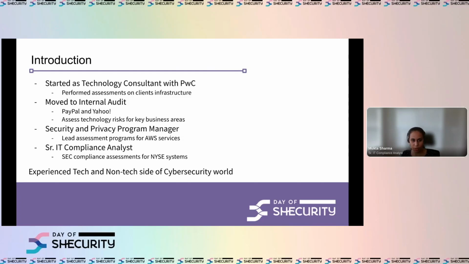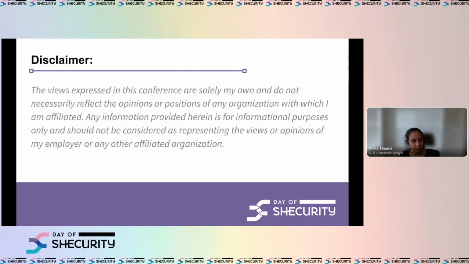From there, I've now moved into a role with New York Stock Exchange, and here I primarily lead assessments that are related to Regulation SCI, which is mandated by the SEC, monitor compliance for it, as well as review code bugs for compliance impact. So I have experience on both sides, the cybersecurity tech and the non-tech side, and I'm always in the mode of learning.